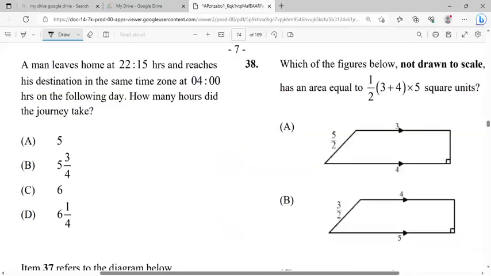All right, that one here now. A man leaves home at 22:15 hours and reaches his destination in the same time zone. So to get to 12, it's 1 hour and 45 minutes plus another 4 hours. So that's 5 hours and 45 minutes, which we know is 5 and 3/4. Let's go.